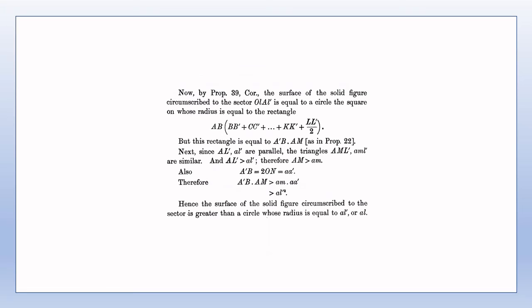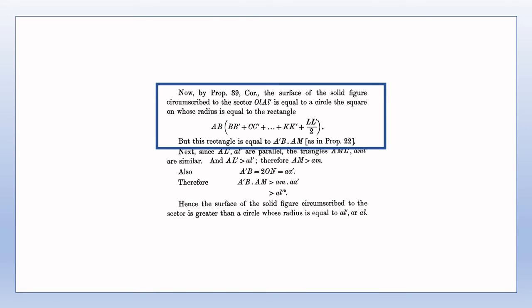For proposition 40, that the rectangle AB times BB primed plus CC primed plus KK primed plus a half LL primed is equal to the rectangle A primed B times AM, follows from the equality of the ratios BB primed plus CC primed plus LM to AM equals A primed B to BA from proposition 22, and then using a similar approach to that I outlined for the demonstration of proposition 25. Also note LM primed is used in proposition 22 and a half LL primed is used in this proposition, and that LM is equal to a half LL primed.